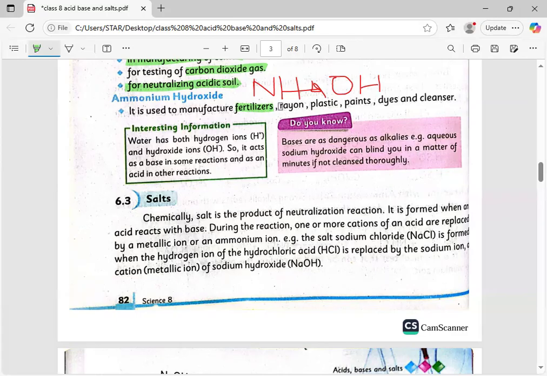Then we have rayon, plastic, paints, dyes, and cleansers. All these types of products contain ammonium hydroxide in their ingredients.